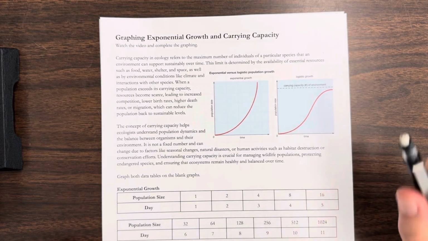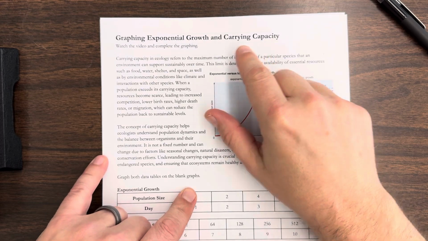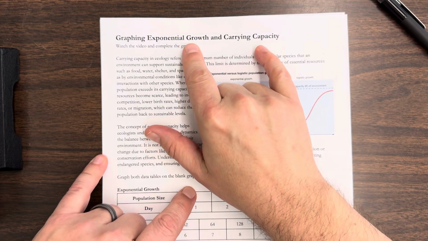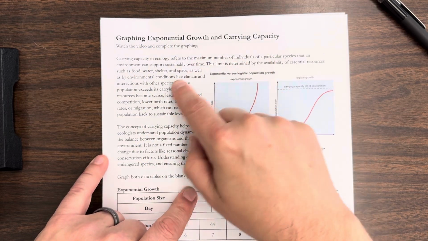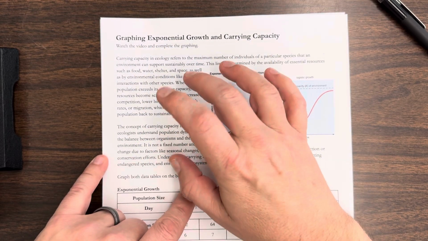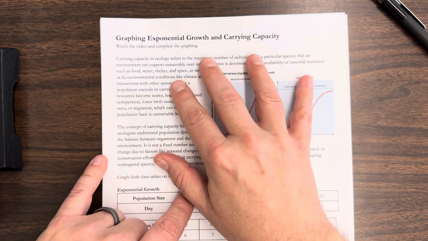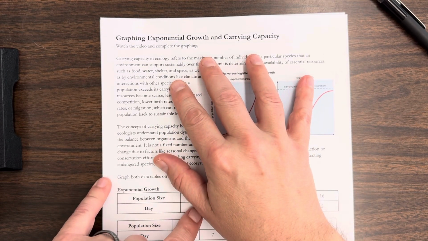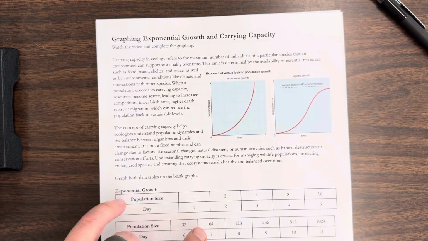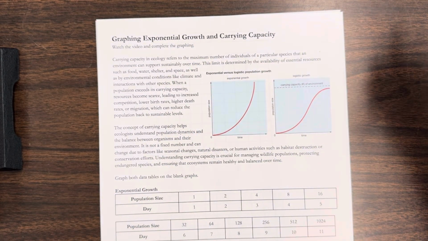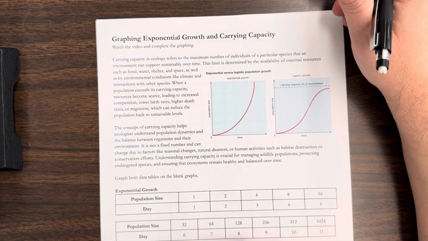Hello, today I'm going to go over graphing exponential growth and carrying capacity. So these are two different things that we're going to graph. And it talks about it here, how exponential growth and carrying capacity are related to ecology, because we're talking about, in this particular case, what populations look like as they get bigger. So as reproduction happens, how do the populations eventually stabilize?